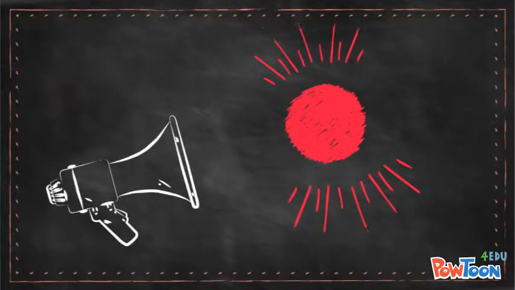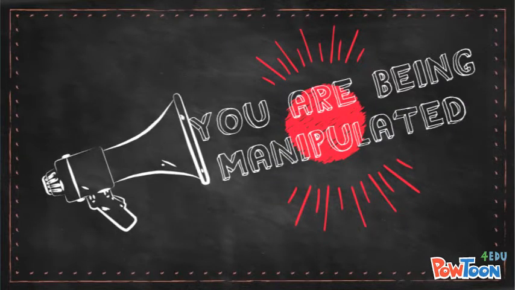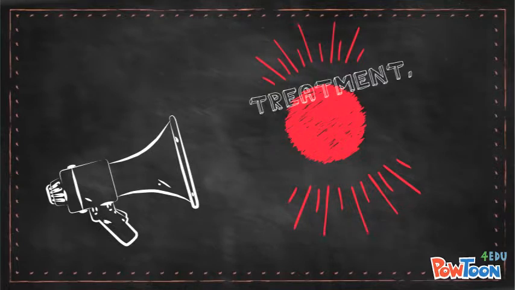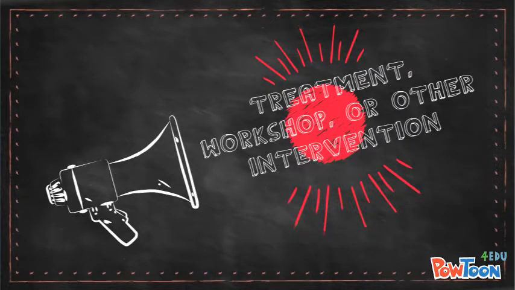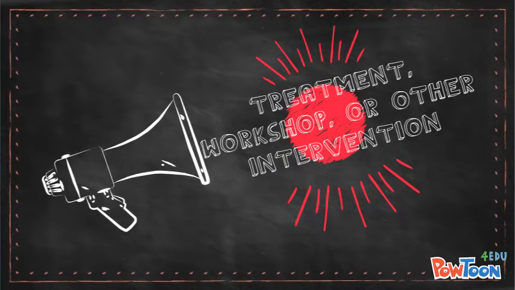Quasi-experimental and experimental approaches center on active independent variables. This means that the variable is being manipulated, such as a treatment, workshop, or other intervention that is given to one group of participants and withheld or given in another form to another group.